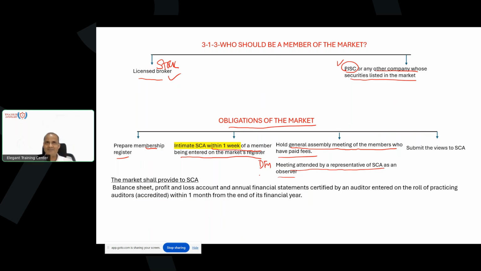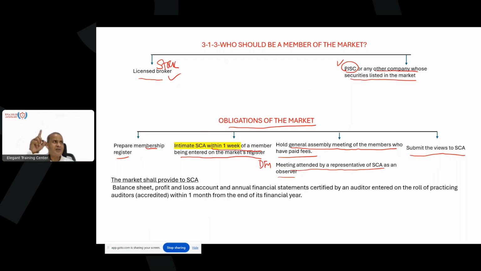And how often is this general assembly meeting? A general meeting is generally once in a year. We say general assembly meeting, and in India we say annual general meeting. Here they say general assembly meeting. Submit views to SCA. So the market has to give their views, any changes, any proposals, to SCA. So these are the obligations of the market.